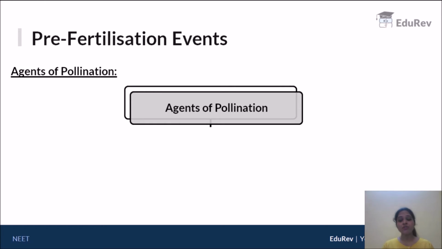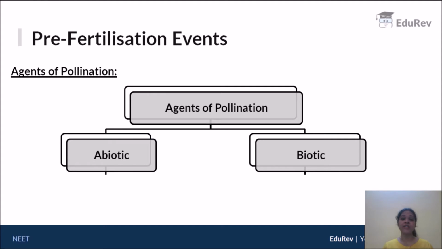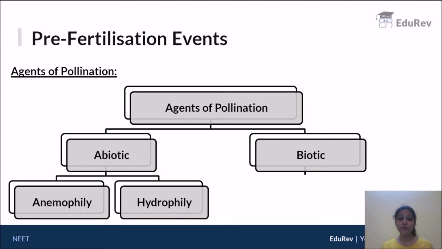Now, the different agents of pollination can actually be classified into two. That is the abiotic agents and biotic agents. Abiotic agents are actually of two different types. You can either have Anemophily, which implies wind pollination, or you can have Hydrophily, which clearly states water pollination.